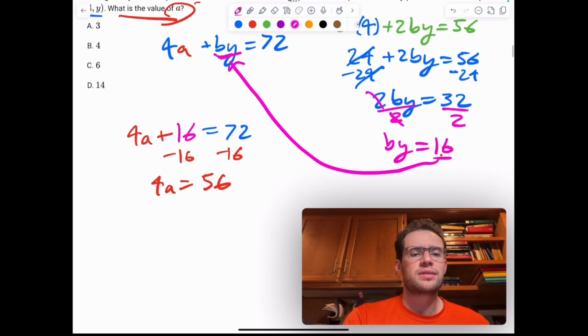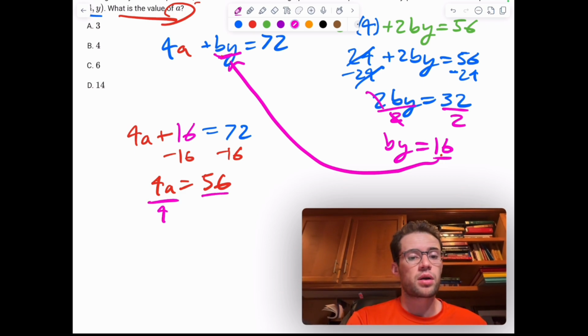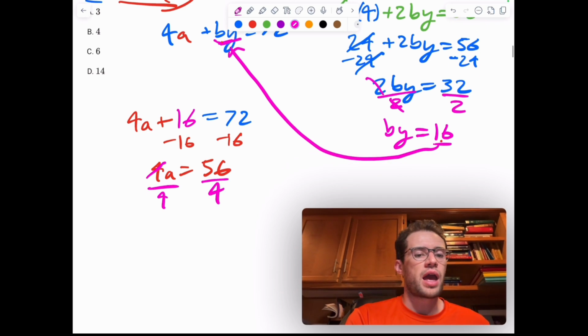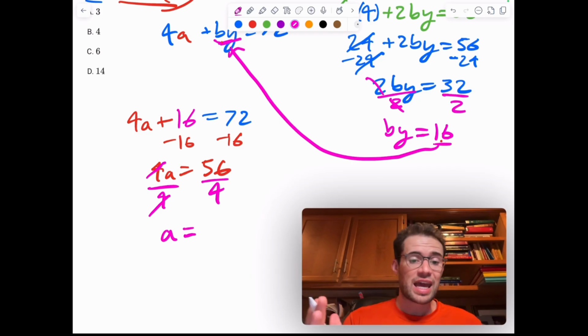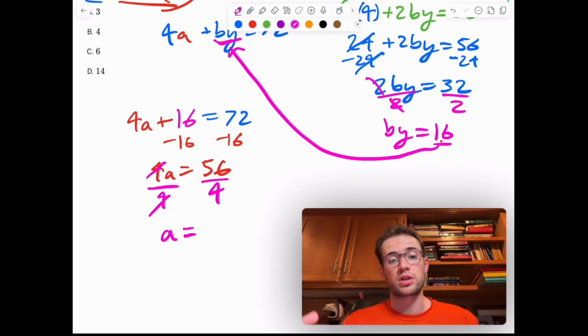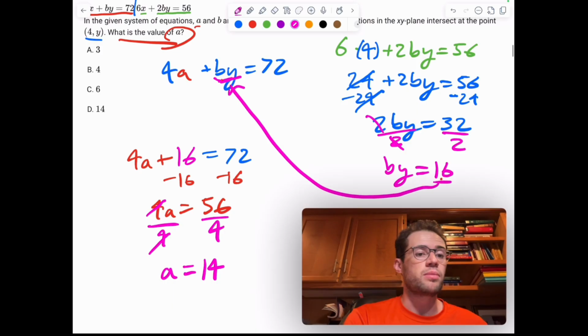And then now we have 4 times a, we would just want 1a. So we divide everything by 4. 4a divided by 4 is just a, and 56 divided by 4, well, 40 divided by 4 is 10, and then 16 divided by 4 is 4, so 10 plus 4 is 14. You can also type that in your calculator. So a would be 14.